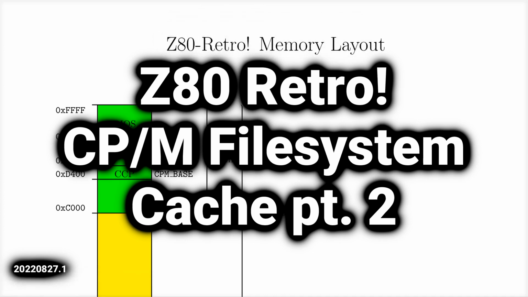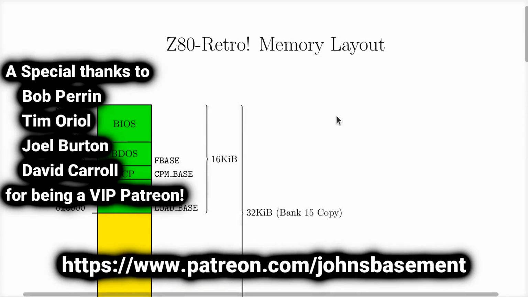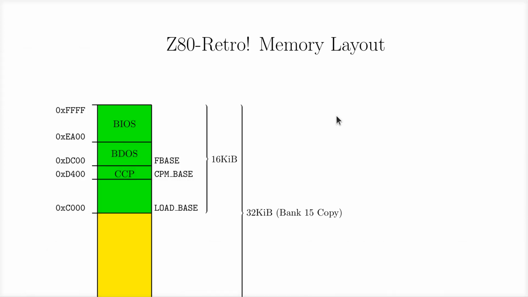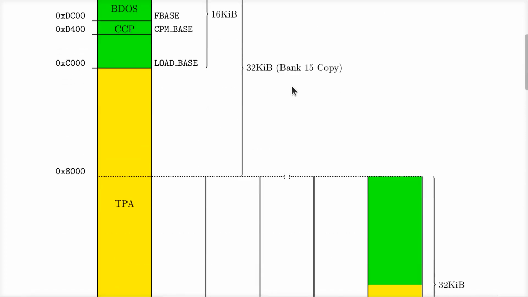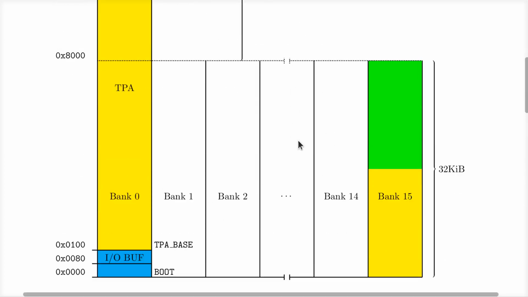Hey, John here. So last time we talked about a general idea to design a direct map cache that could hold 256 slots of SD card blocks, which are the same in this design as a CPM track. So where are we going to store that? We're going to store it in the unused memory banks on the Z80 Retro board.